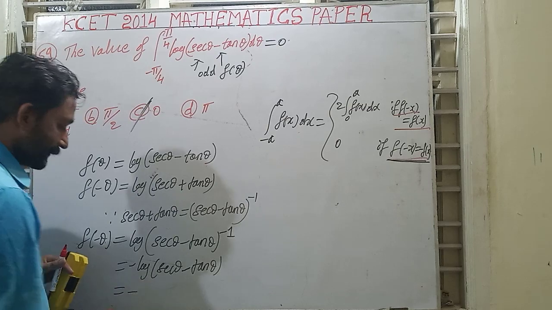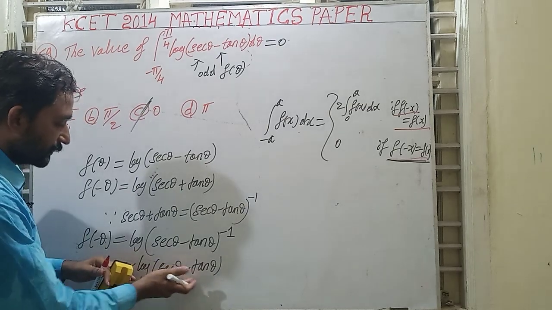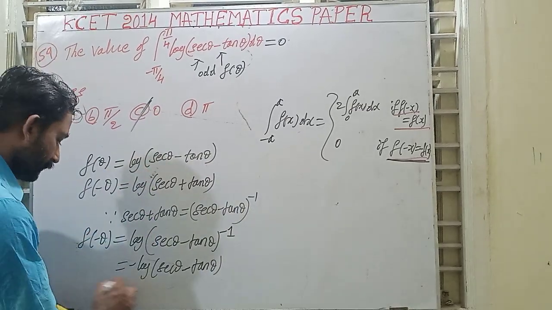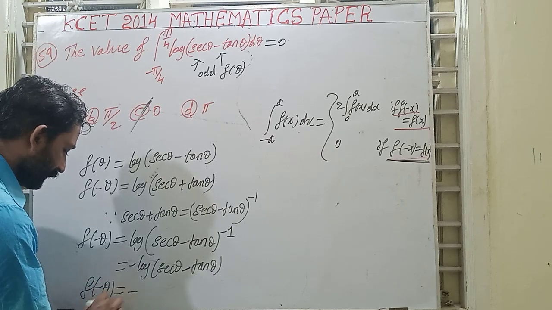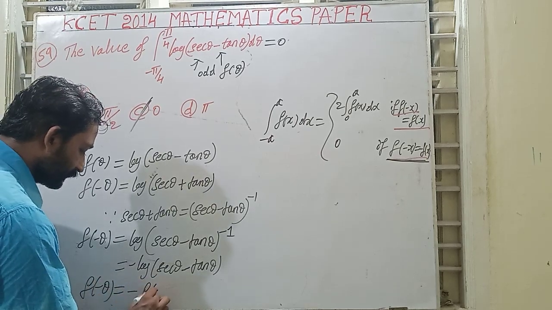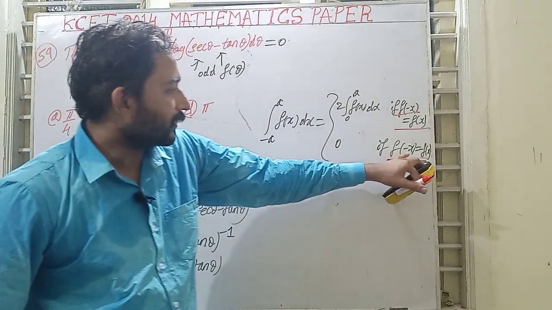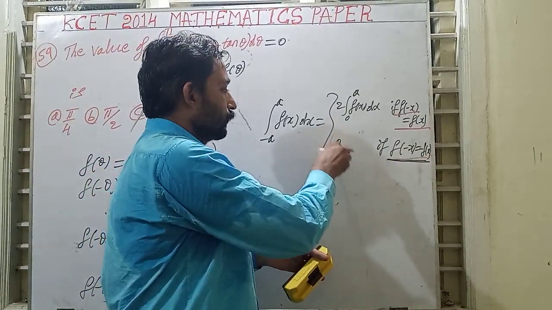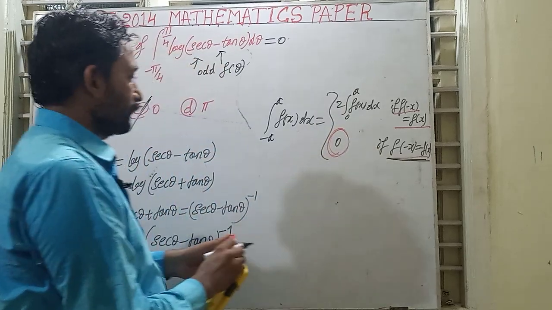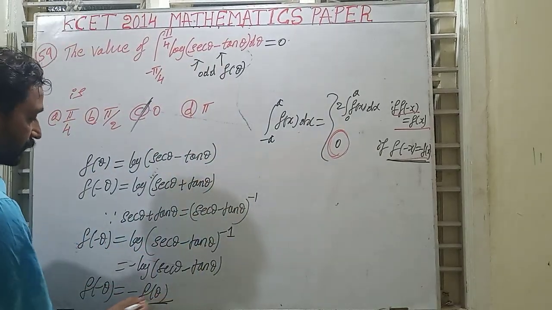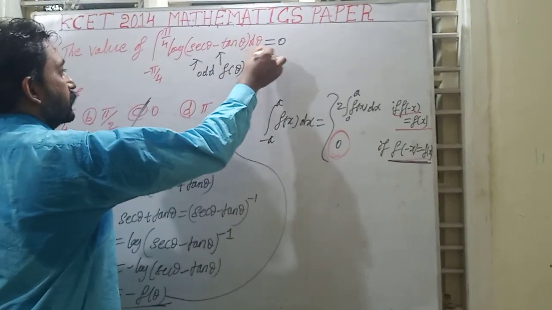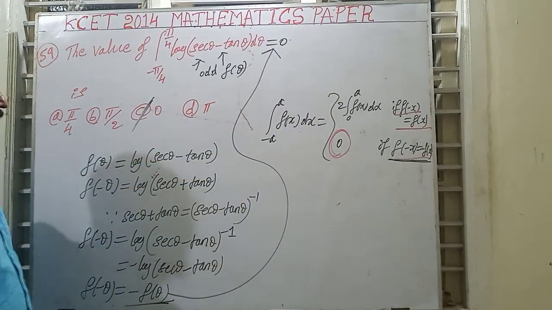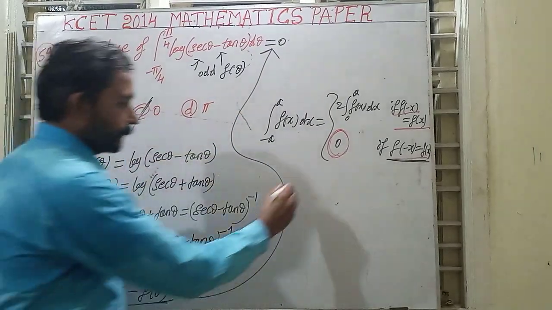So minus as it is, this value becomes what? Log of secant theta minus tan theta, once again f of theta. F of minus theta becomes minus f of theta. F of minus x becomes minus f of x. So this is an odd function, hence the value becomes 0. So therefore option C is correct.